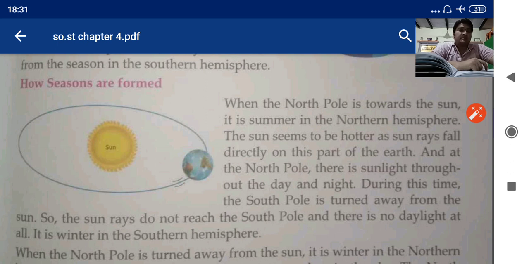Revolution time when north pole is towards the sun. जब नॉर्थ पोल सन के करीब होता है बेटा, तब क्या होता है? वहाँ पर होता है समर. और जब नॉर्थ पोल करीब होता है उस समय क्या होता है? हमारा साउथ पोल सूरज से दूर होता है, वहाँ पर सूरज की रोशनी पहुँचती नहीं है, और सूरज की रोशनी ना पहुँचने की वजह से वहाँ पर क्या होता है? हमारा विंटर. दिस थिंग इज क्लियर इन दिस पैराग्राफ.